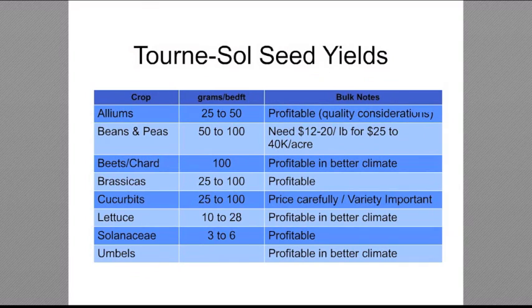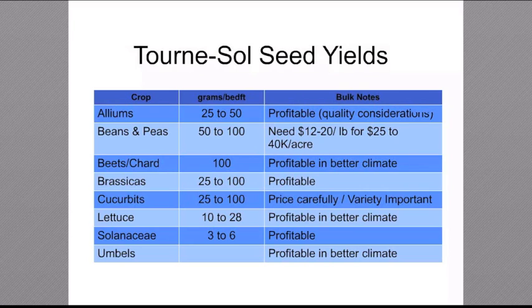So if we look at this, alliums, the onion family, can be profitable, but in our humid climate, there's a lot of disease potential. So we wouldn't grow them as a bulk crop because we don't want to spread disease to other growers. They'd probably do better in a drier area, and in that case, they'd be very profitable. Beans and peas, for the yield it takes, you need a fairly high price to sell them bulk if you want to get $40,000 an acre. In this case, we'd be talking about $12 to $20 a pound, which is possibly more than a lot of seed companies or farmers would be willing to pay.